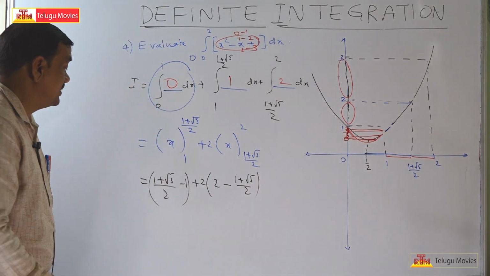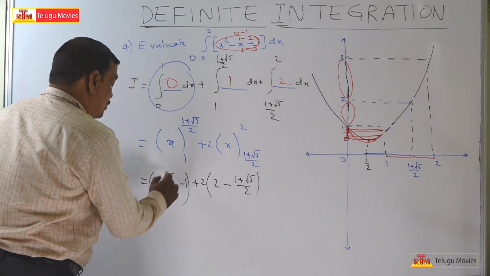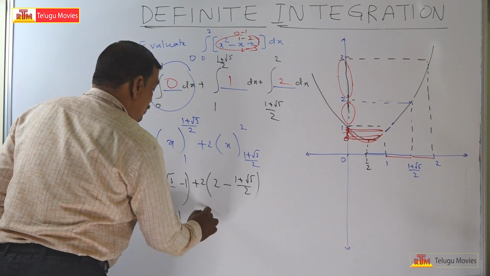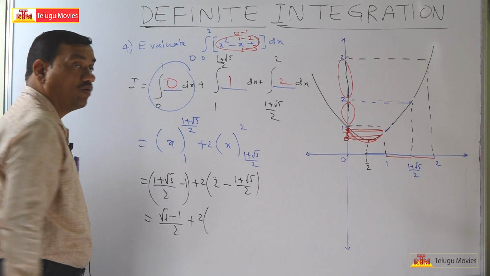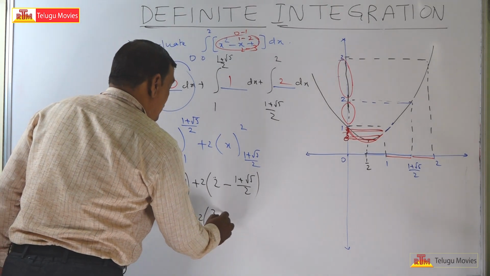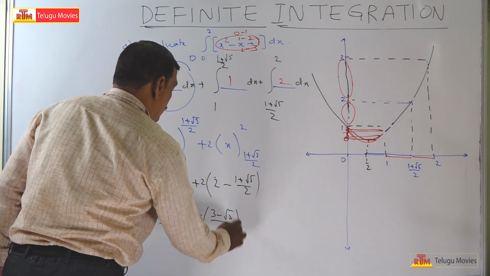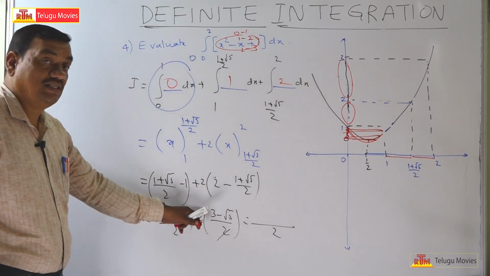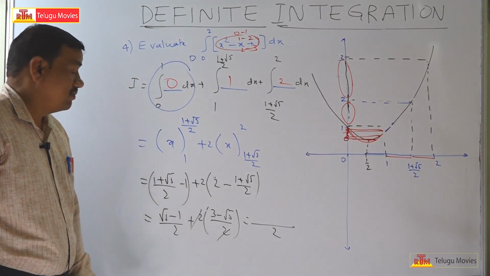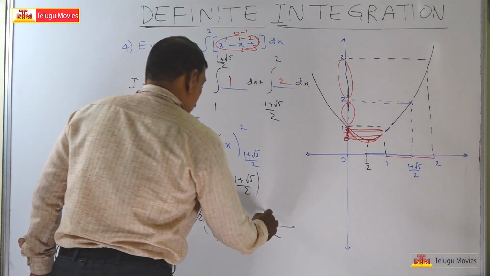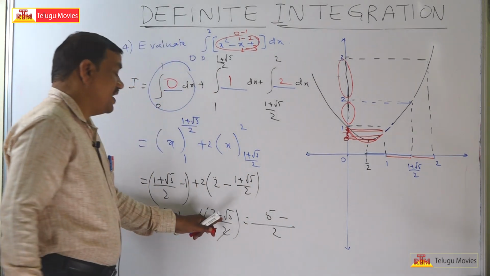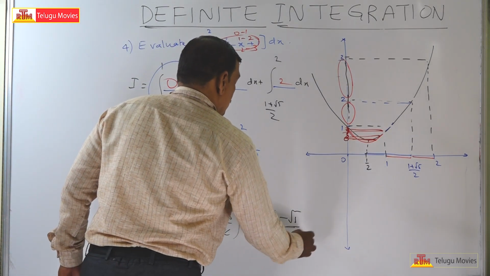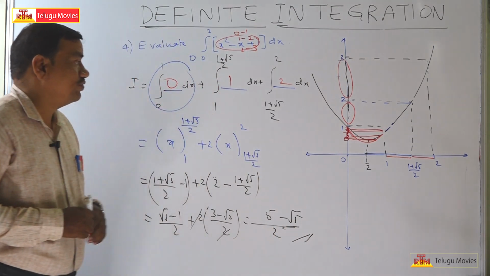So let us check here. This is (root 5 minus 1) by 2, plus 2 times (2 minus (1 plus root 5) by 2). 2 2s are 4, 4 minus 1 is 3, so (3 minus root 5) by 2. The 2s cancel, LCM 2. 2 3s are 6, minus 1 plus 5, which gives 5 minus 2 root 5 plus root 5. So this is your final answer, (5 minus root 5) by 2.